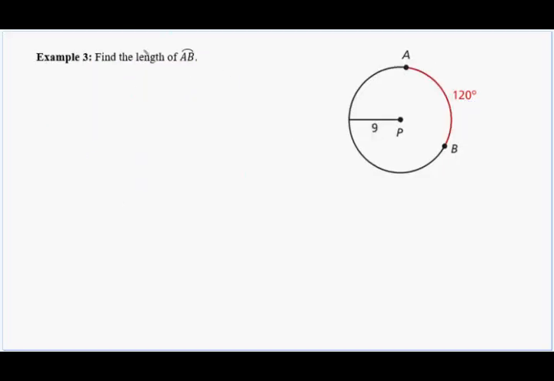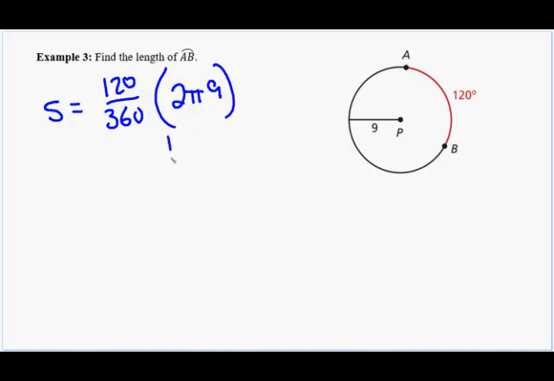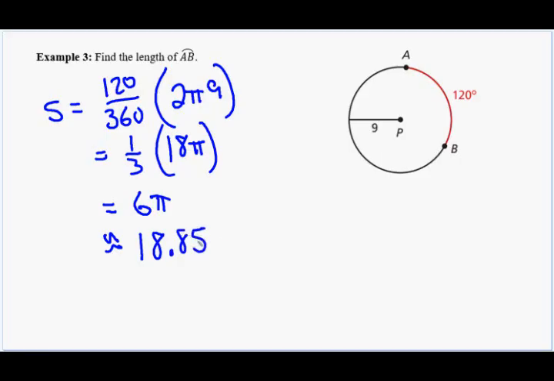All right, example 3, pretty much the same. Different radius, different arc. So S, arc length, is 120 out of the full 360. And we're going to multiply that fraction by 2 times pi times 9. 2 times 9 is 18, so we have 18 pi. 120 over 360 reduces down to a third. A third of 18 is 6 pi. 6 times pi is about 18.85 units. All right, that was easy.